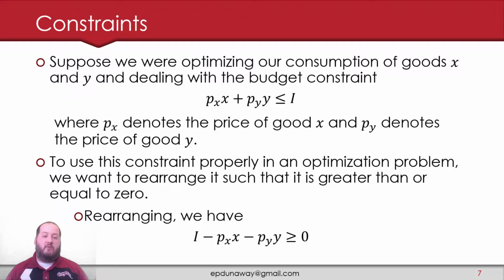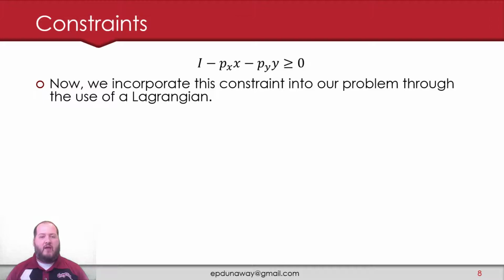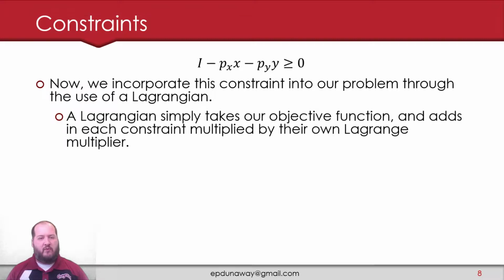That's how we're going to be able to incorporate it into our problems. It always wants to be greater than or equal to 0. So the next thing we need to do to put this into our optimization problem is we need to make use of what we call a Lagrangian. And a Lagrangian is a special kind of optimization problem. Basically, we're going to take our objective function and add in each of the constraints that we have, and we're going to multiply those constraints by what's known as a Lagrange multiplier.